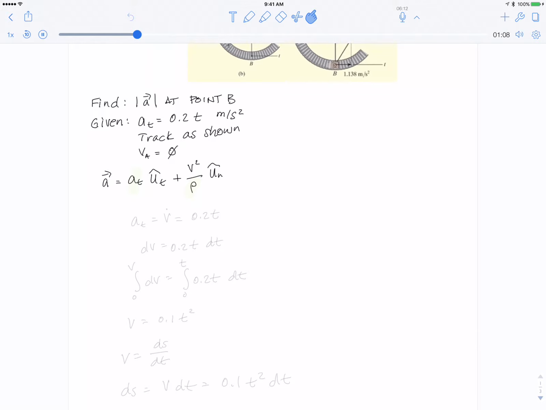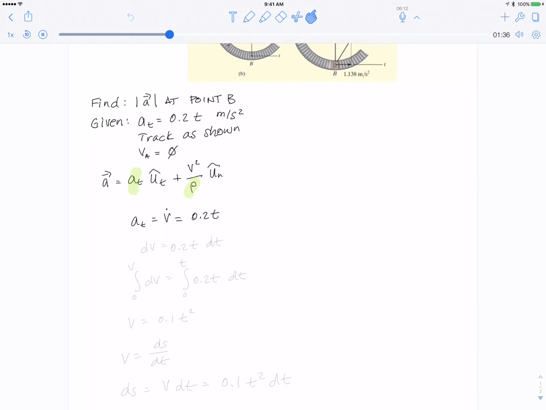Let's highlight in green again the things we know. We don't know the velocity at point B, but we know the radius. So let's go from there. Let's see if we can figure out the velocity. We know that the tangential acceleration, which is v dot, is 0.2t.